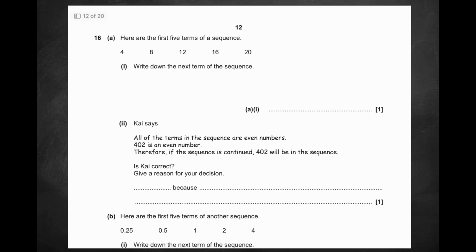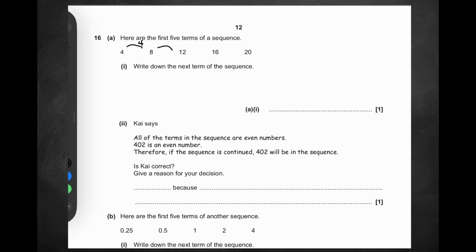Question 16. Here are the first 5 terms of a sequence. Write down the next term of the sequence. So we can see here this is increasing by 4, this is increasing by 4, this is increasing by 4. So this is just the 4 times table, basically. 4 times 1, 4 times 2, 4 times 3, 4 times 4, 4 times 5, which means the next term will be 4 times 6, which is just 24.